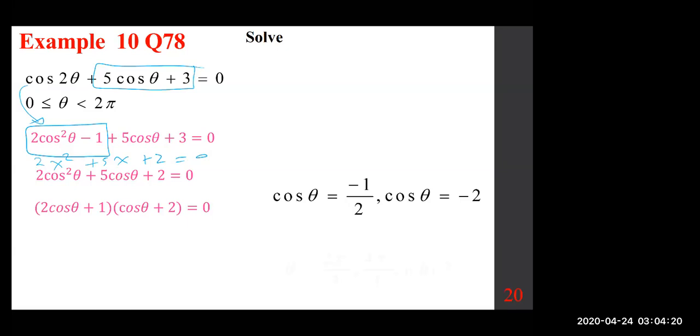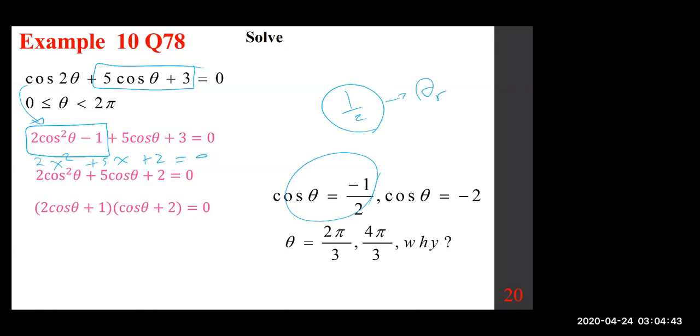So the answers are 2 pi over 3 and 4 pi over 3. Can anybody tell me why? -1/2. Think of 1/2, and therefore your reference arc is pi over 3. Are you with me? Because it's negative, then it takes you to which quadrants? Okay, second and third. What about this one? There are no solutions because cosine can't be -2.